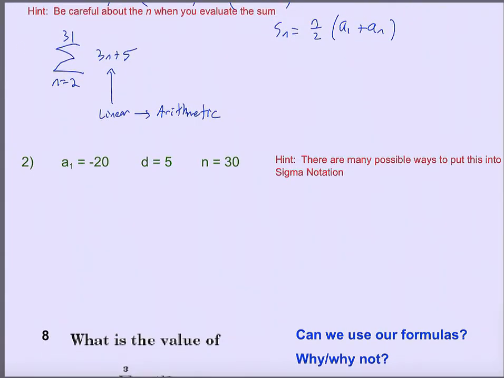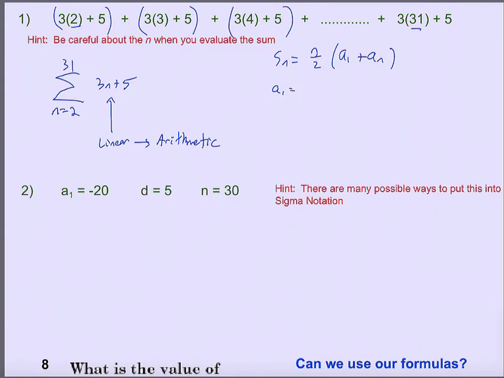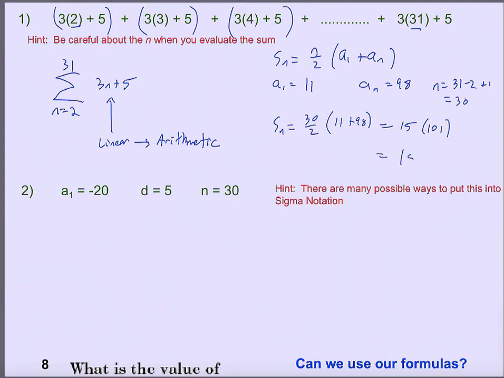and then filling in the missing pieces, we can say a sub 1, our first term, is 3 times 2 plus 5, so that's 11. Our last term is 3 times 31 plus 5. That's 93 plus 5. And our n, the number of terms we have, be careful, it's not 31, because this time we only started counting at 2. So 31 minus 2, and then add 1 back, because we don't want to forget about the 2. So that's 30. So our S sub n is 30 over 2 times 11 plus 98, or 15 times 101, or 1515.